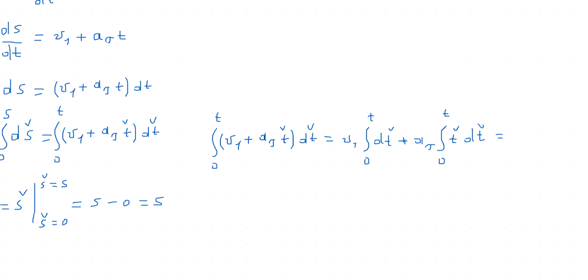Okay, so here we can write that this is v1 t plus the integral with limits t equal to 0 and t equal to t: a tau t to the power of 2 divided by 2.